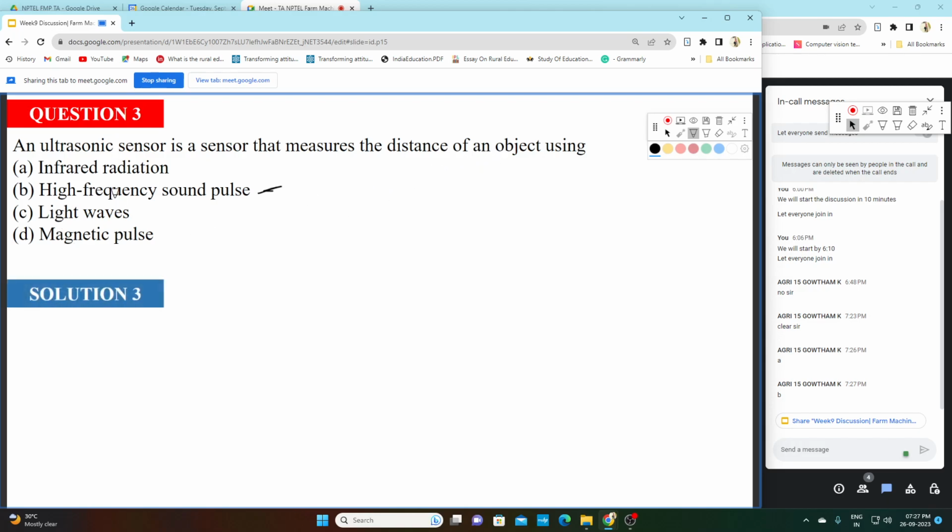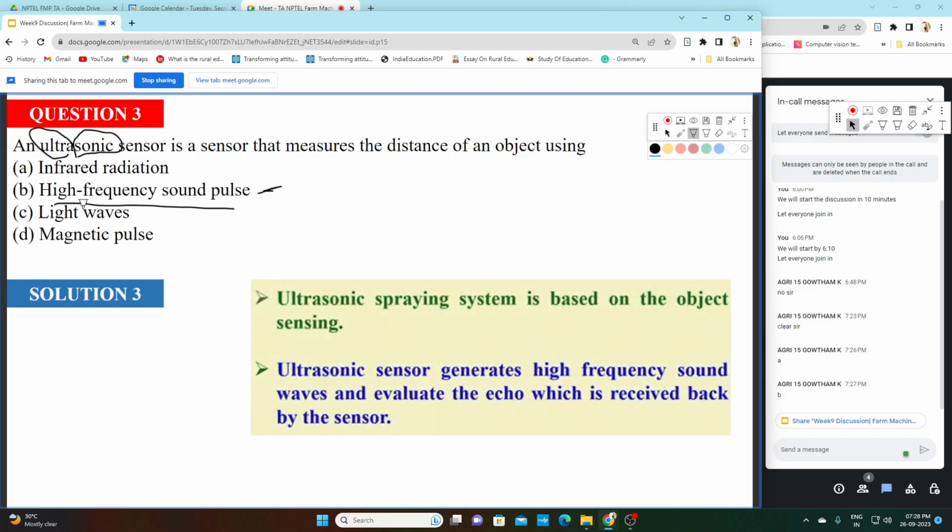Yeah, very good, Gautam. Ultrasonic sensor measures the distance of an object using high frequency sound pulse. The name itself, sonic means sound, and ultra means high. So by this also you can remember that ultrasonic sensor works on the principle of high frequency sound pulse. Ultrasonic, sonic means sound, ultra means high. So we are talking about high frequency sound pulse. So that is the principle behind ultrasonic sensor. So option B is your right answer.